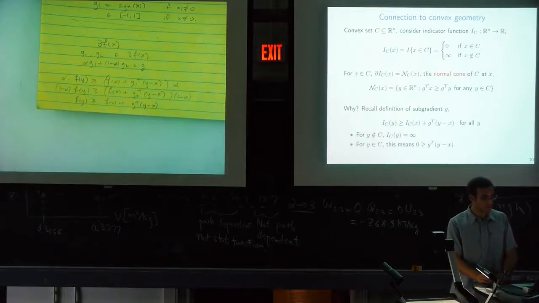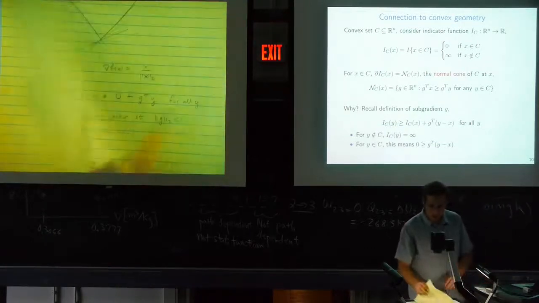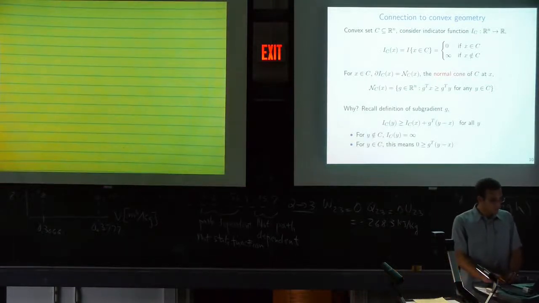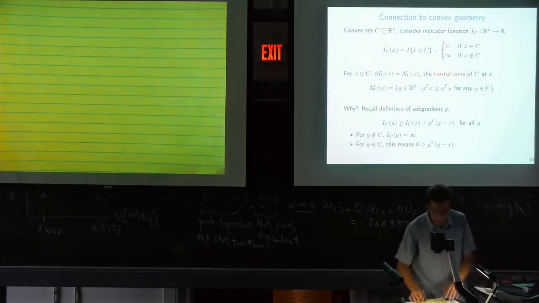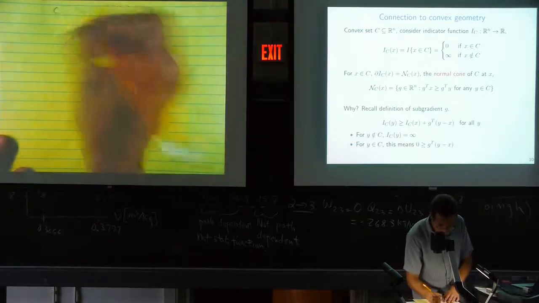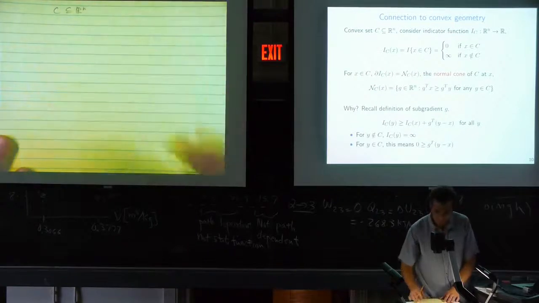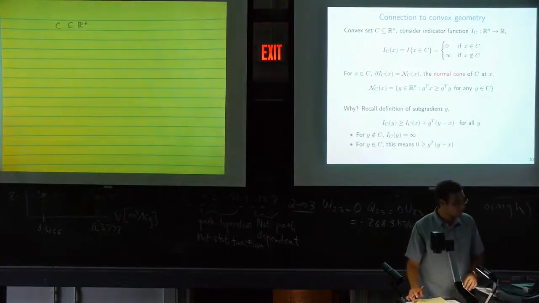So just very quickly, there's a connection between subgradients and convex geometry, which is helpful to see because we'll be using some of these aspects and arguments we make down the line. So let's consider the indicator function of a set C. Suppose I have some set C in R^n. Now we're going to assume it's convex.